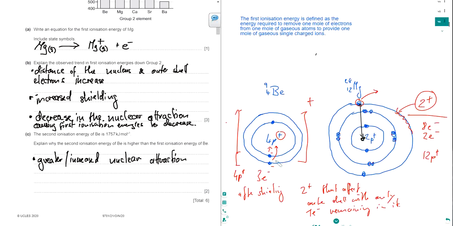So what does this do to the ion? This causes the electron to be attracted more strongly to the nucleus, and what happens is this electron will move further towards the nucleus because the nuclear attraction is stronger, which means our ion will be smaller. The second shell moves closer to the nucleus. Being closer to the nucleus, that means that the electron has to be removed from a smaller ion.